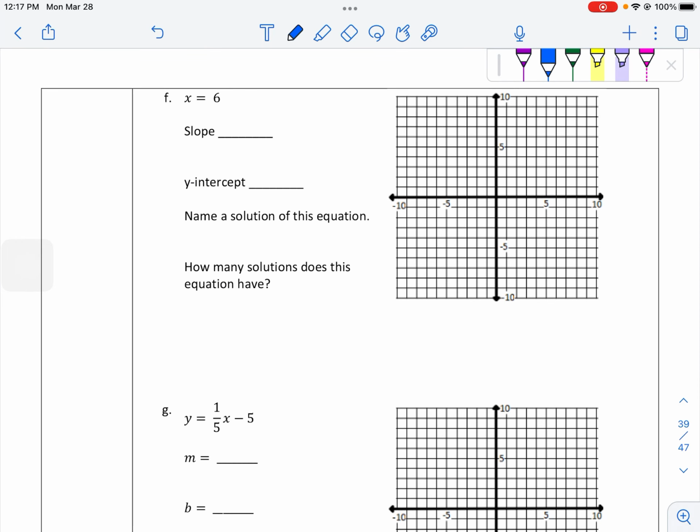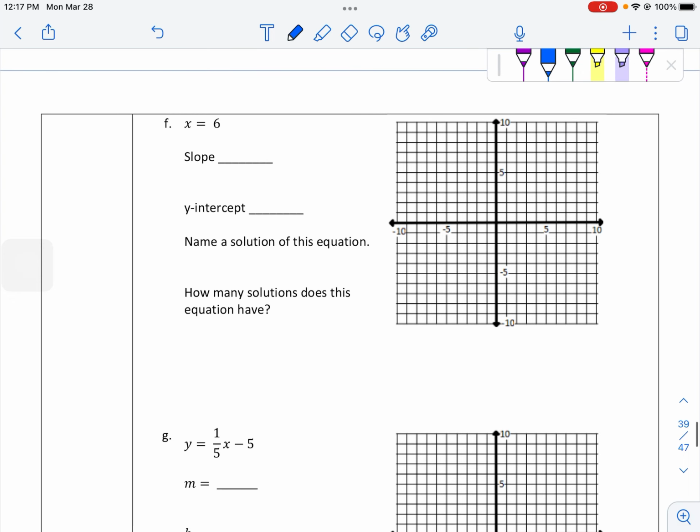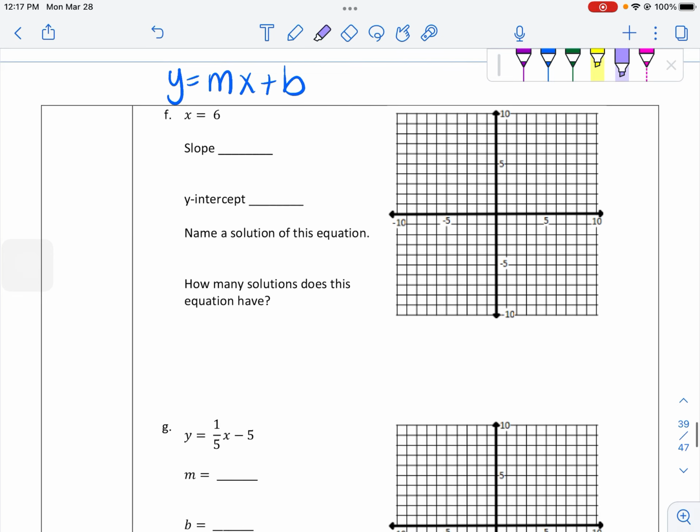We'll do one more together. So this one is another special case. Maybe you'll notice right away, instead of y equals, I have x equals. So this one is not in slope-intercept form. This is actually a special case. You might want to star this one. This is a vertical line.